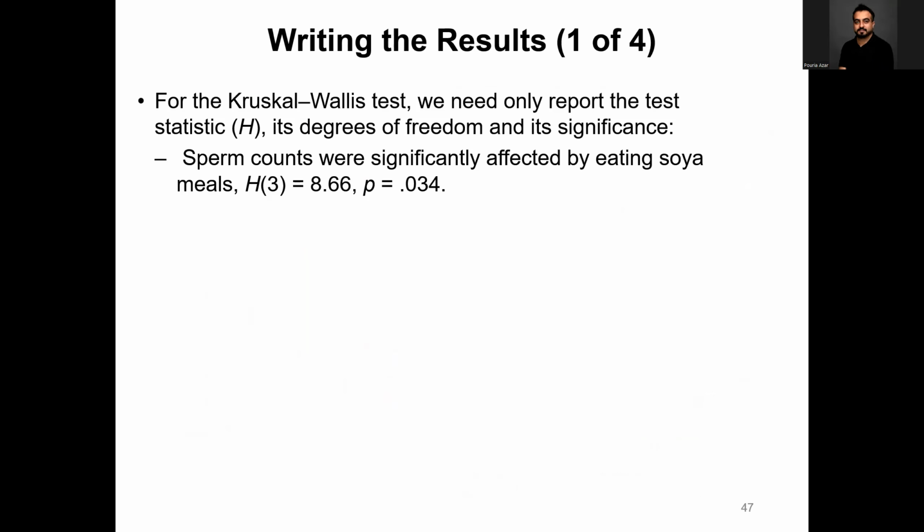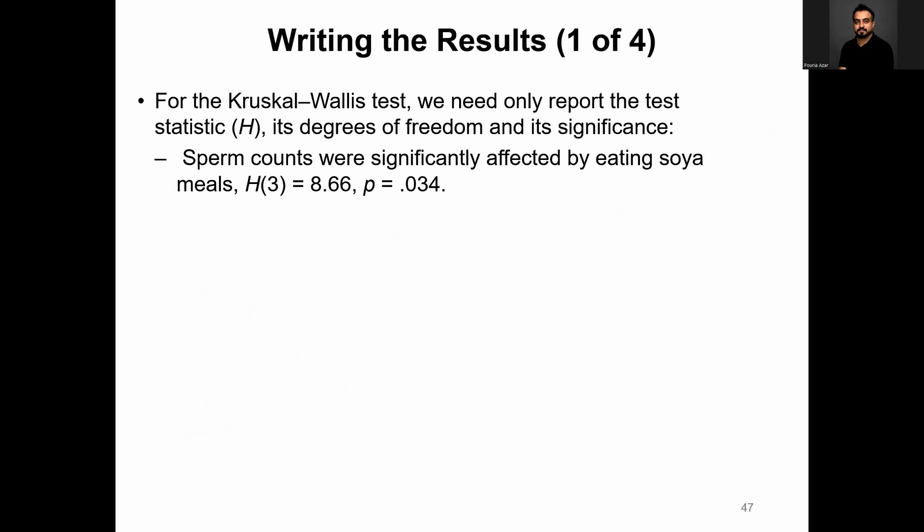And this is how I would go ahead and report the output. So we have to only report the test statistic, and inside the parentheses the degree of freedom. As I said, since we have 4 groups, the degree of freedom will be 4 minus 1, and it means it's significant. And I would say sperm counts were significantly affected by eating soya meals. H is my Kruskal-Wallis test. Inside the parentheses, my degree of freedom. And then I would report the test statistic and then p-value.